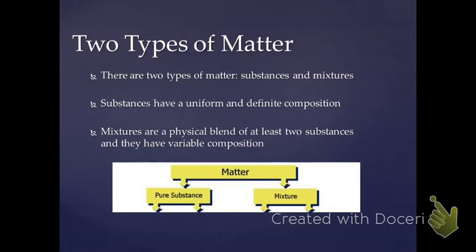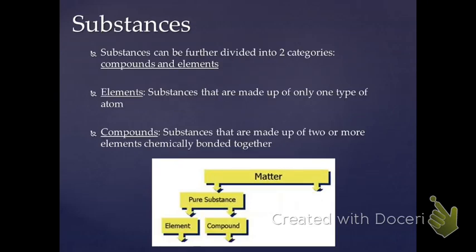There are two types of matter, substances and mixtures. Substances have a uniform and definite composition, whereas mixtures are a blend of at least two substances and they have variable composition. So a mixture is made up of substances. Substances can be further divided into two more categories, compounds and elements. Elements are easy to identify because they appear on the periodic table of elements. They are made up of only one type of atom. Compounds, on the other hand, are substances that are made up of two or more elements bonded together. So compounds are made up of elements, just like mixtures are made up of substances.